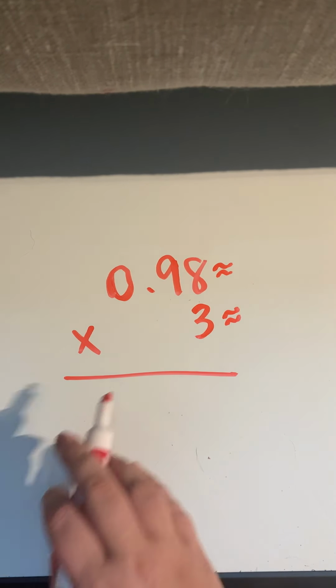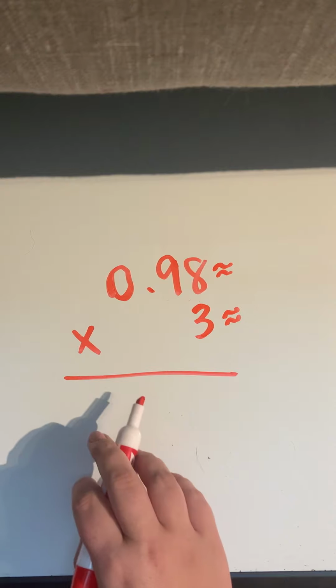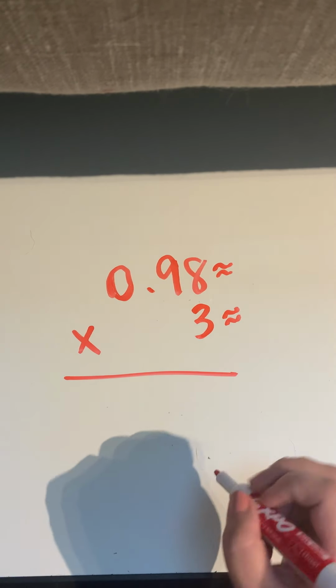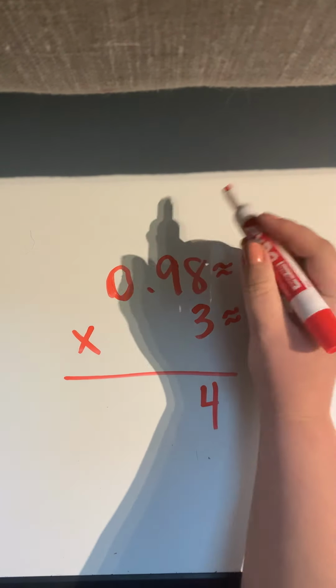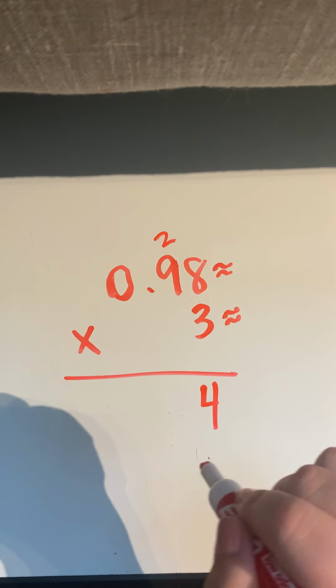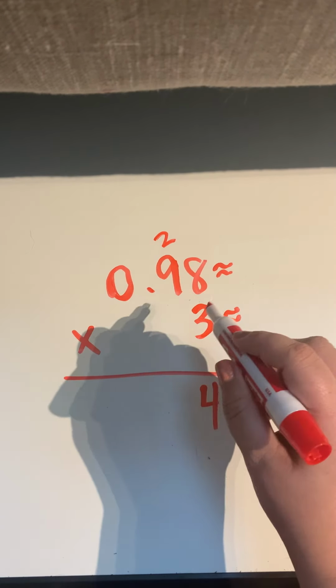Excellent job. Let's go ahead and solve this together to make sure we're all on the right track. So 8 times 3, we have 24. 9 times 3 is 27, plus 2, 29.